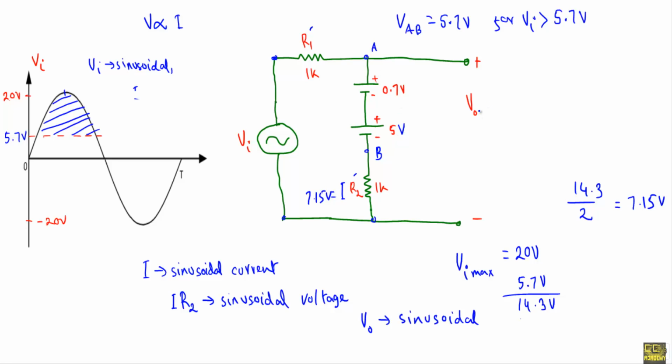As a result, our Vo max will be equal to 5.7 plus 7.15, which is equal to 12.85 volt. And the output voltage will change sinusoidally because we will get a sinusoidal current, which will produce a sinusoidal voltage IR2, and the maximum value of the output voltage will be 12.85 volt when Vi is equal to 20 volt. And I will show you this result during the simulation.